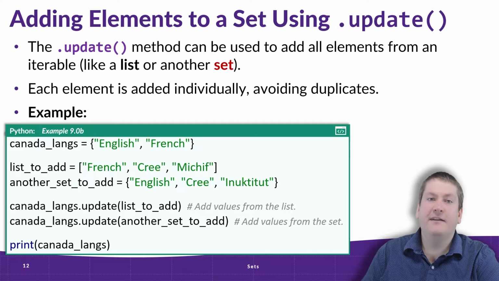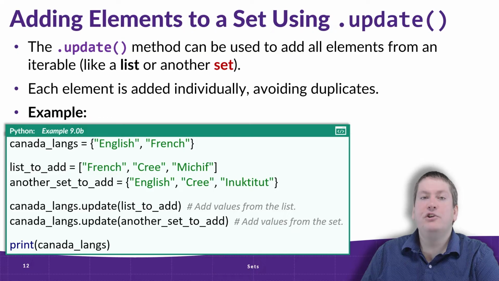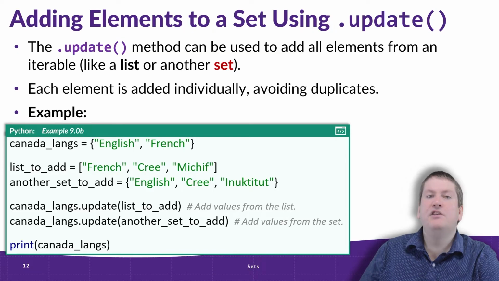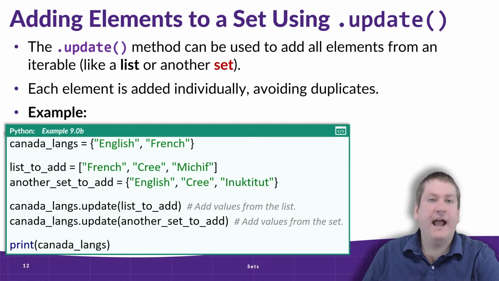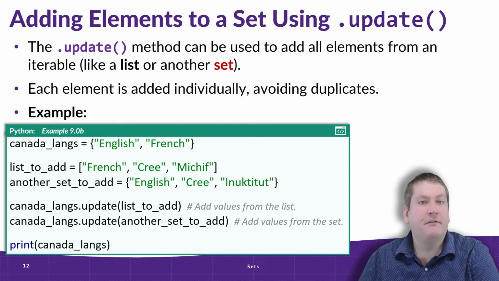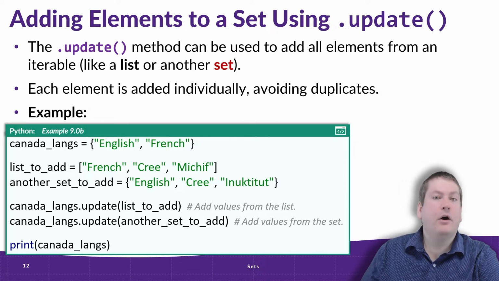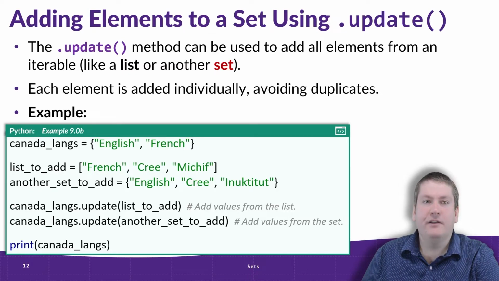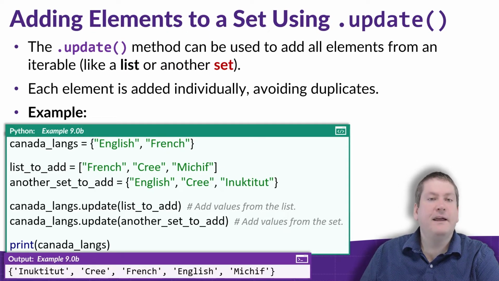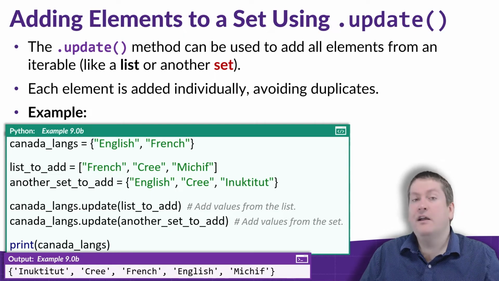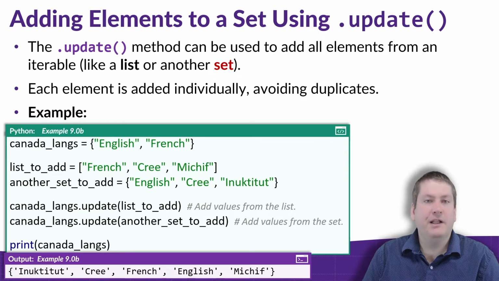Then we are going to use the update method to add all of the elements of list to add to our Canada Langs set, and we're going to call it again to add all of the elements from another set to add to our Canada Langs set. Now remember, duplicates are avoided, so in that first list to add, we can see that we have a duplicate of French. So it's going to ignore French, but it is going to add Cree and Michif. In another set to add, we also have English and Cree. Cree would have been already added from the first update, and English was in the original set, so the only one added there would be Inuktitut. When we finally print it out, we can see that we have all of the languages with no duplicates. So again, this is a very powerful way where we can remove duplicates from a collection.